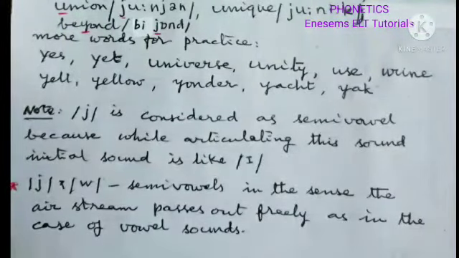Note: y is considered as a semivowel sound because while articulating this sound, initial sound is something like e. Listen carefully: ya, ya. That's why it is called semivowel. Again, as I said earlier, in the case of w sound, the air stream flows out unrestricted, as in a vowel sound. So y and w, semivowels, in the sense the air stream passes out freely, as in the case of vowel sounds, right?